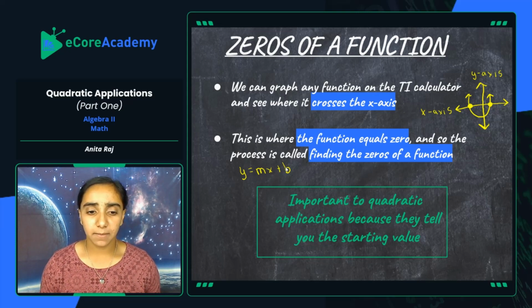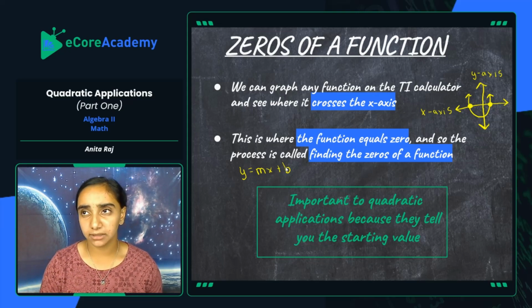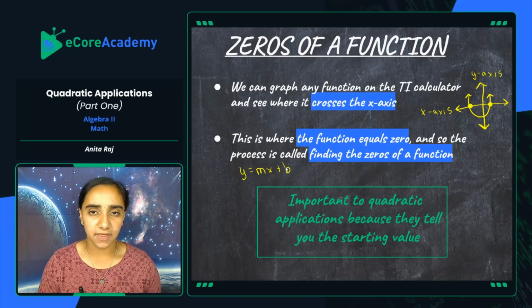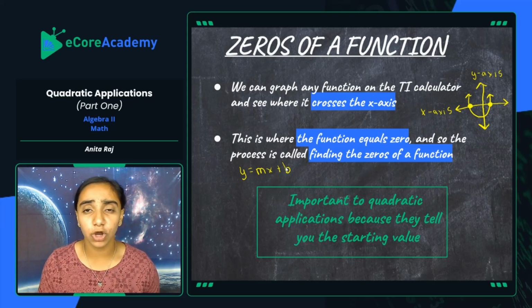So let's say I am putting money in a bank, and my savings are increasing at a linear rate. This is not usually the case, but let's say I put $100 in the bank and it's increasing at a linear rate. Well, my starting value is 100, and that's really important to know because you need to know where this is starting so you know how this function is going to develop and grow or decrease over time. So that's why it's important in quadratic applications, because they tell you the starting value.